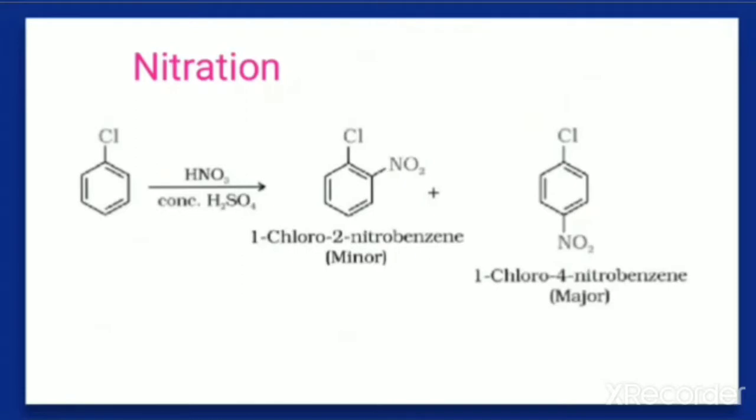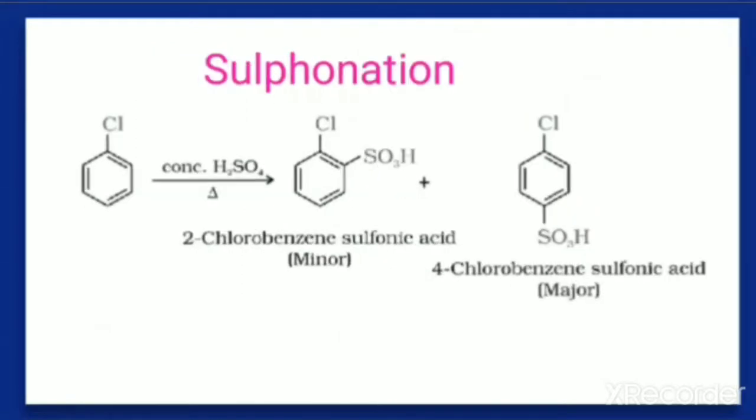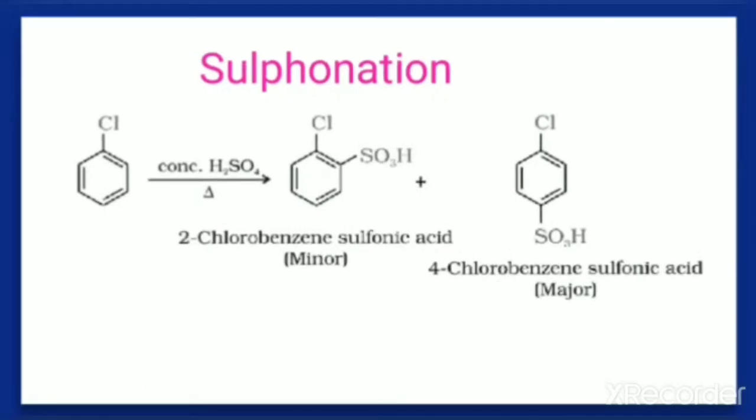Now, let us discuss the next reaction, sulfonation. It is carried out by heating the haloarene with concentrated H2SO4. At that time, we can find that two products are obtained, that is 2-chlorobenzene sulfonic acid and 4-chlorobenzene sulfonic acid, because here SO3H is the principal functional group. At that time, we have to use it as the functional group.